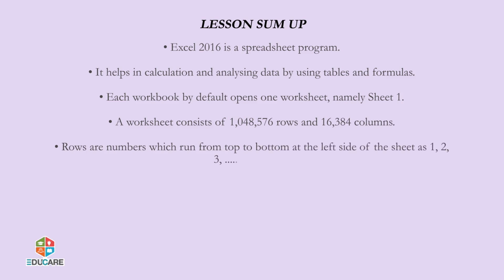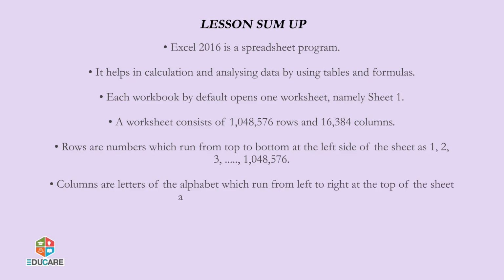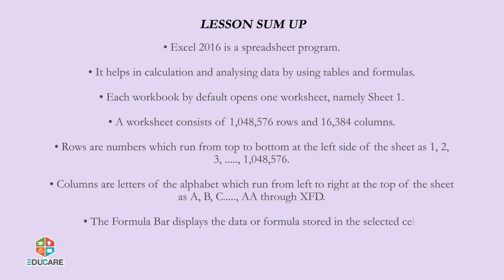2, 3 and so on up to 1,048,576. Columns are letters of the alphabet which run from left to right at the top of the sheet as A, B, C and so on up to XFD. The formula bar displays the data or formula stored in the selected cell. Three types of data can be entered in a worksheet: numbers, text, and formulas.